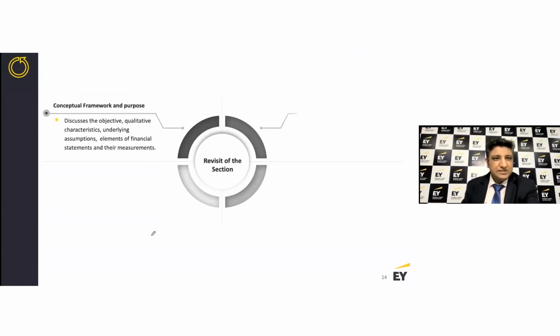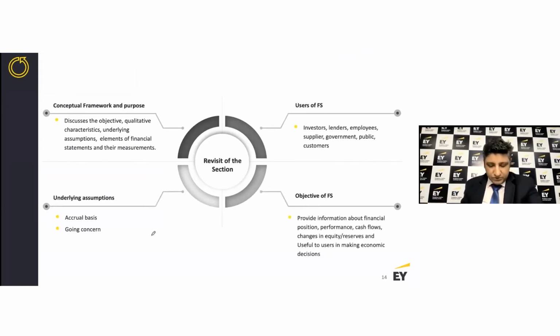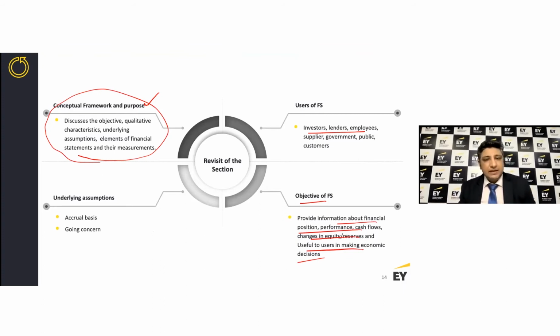So quickly, just to revisit this section, there's a need for, of course, the conceptual framework. It talks about the objective, qualitative attributes, assumptions, elements of financial statements, and their measurement. This is the summary of this entire section. The users could be multiple. The objectives are that people should be able to take economic decisions and investment decisions. The user should be able to do that, right? That is something talked about in more detail under Ind AS 1. That's the first standard that we'll be doing after discussion of the framework. And of course, the underlying assumptions of accrual as well as going concern are important for us to consider.